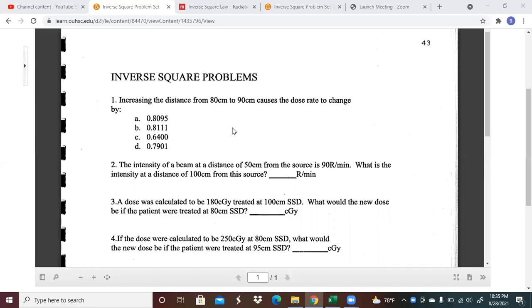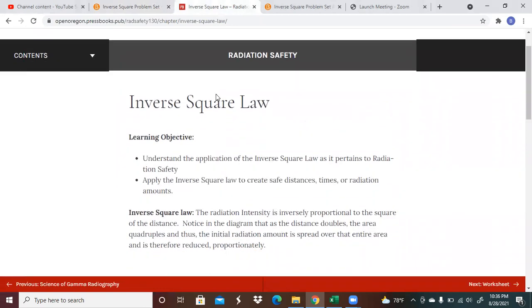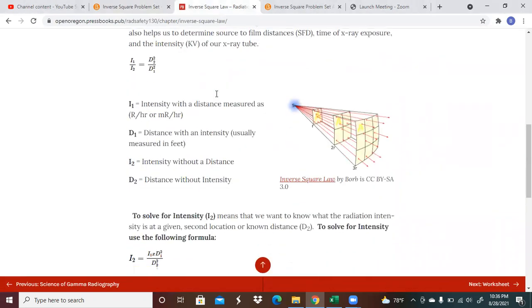This lecture is going to be over the inverse square problems. This is a concept that you will definitely need to master as you go forward here in physics. Now, why do we need this? What's the importance of it? What you're going to find here is that radiation is going to obey the inverse square law.